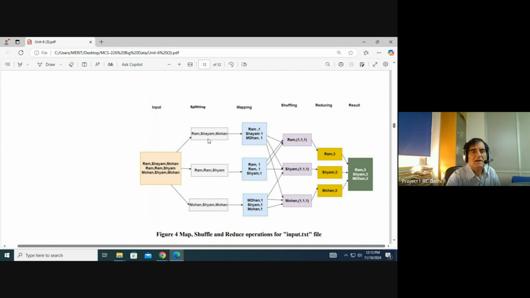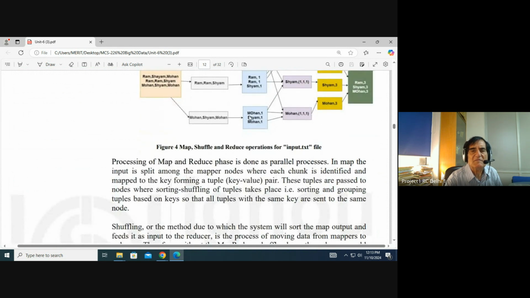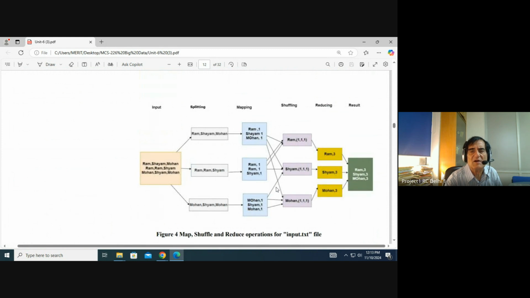Here we have Ram Sham Mohan, Ram Sham Mohan, Mohan Sham, and so on. It has been reduced so many times, and ultimately you have Ram three, because these are the three: Ram one, Ram two, Ram three. Here is Ram Sham, here Ram Sham Mohan, here Mohan Sham Mohan, here Mohan two, here Mohan one. So ultimately Ram three, Sham three, Mohan three.